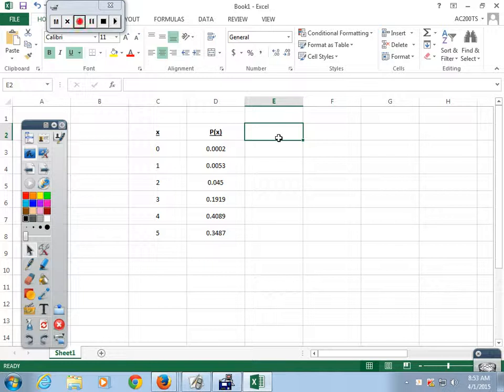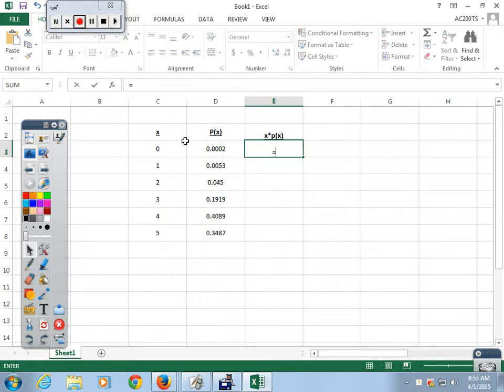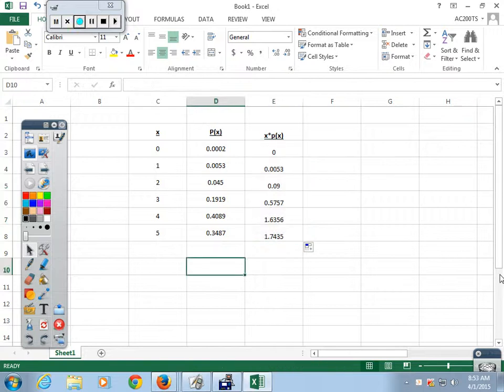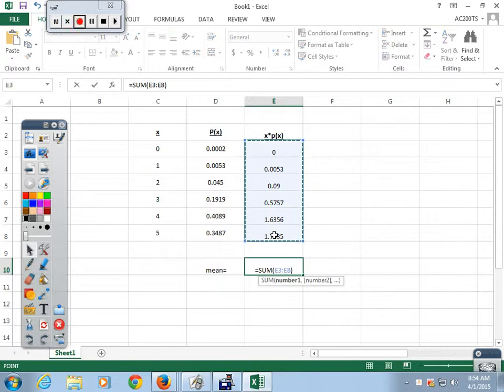Okay, what's the first thing we need to find the mean? X times what? Good job. So x times p of x. I'll do the first one for you. The answer's 0, and we're going to copy that down. And then what do we do with all those numbers after we do it? Add them up. And there's your mean.